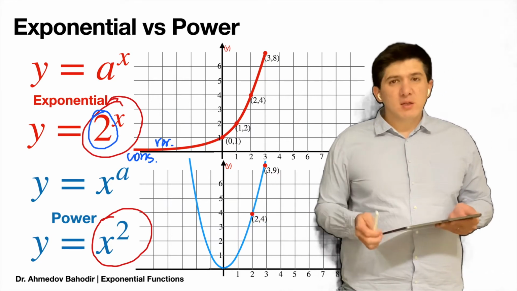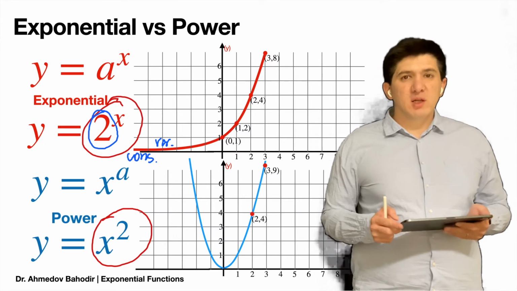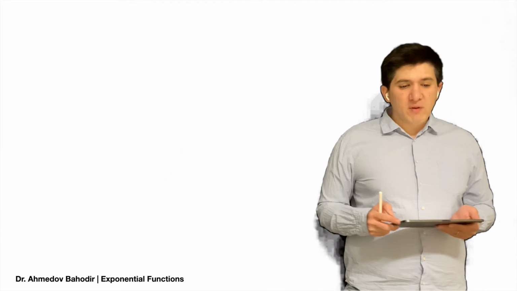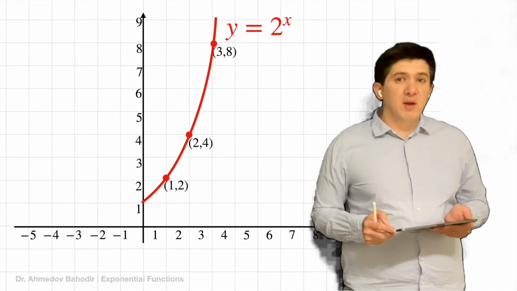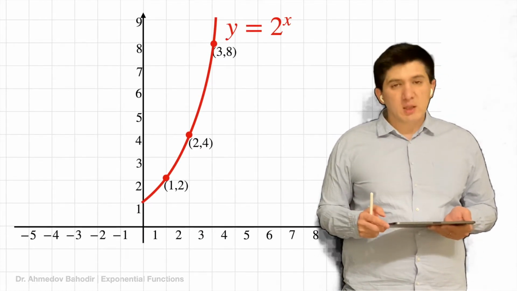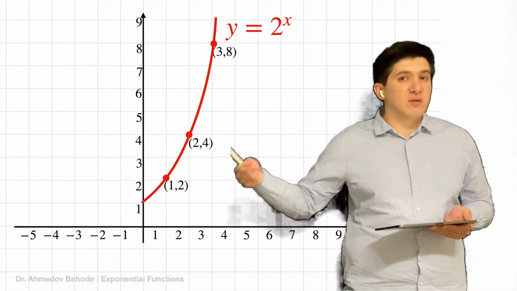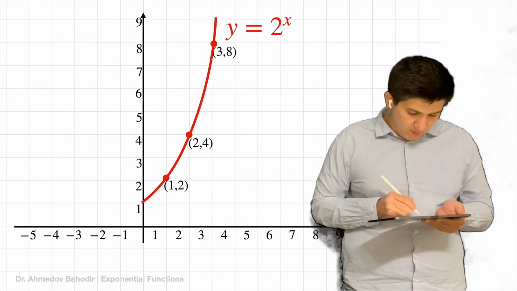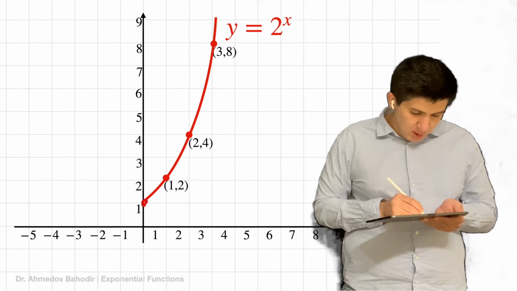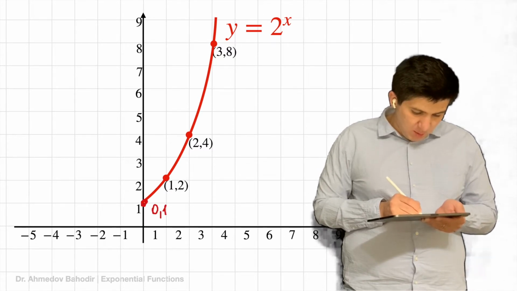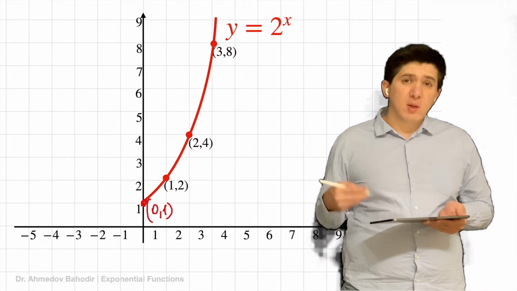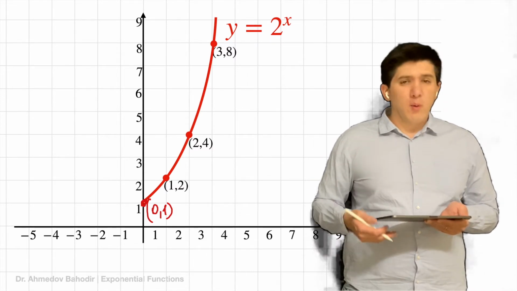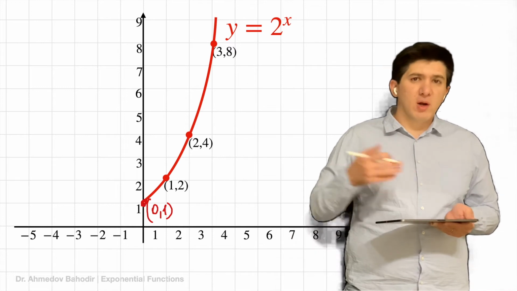Now let's look at the graph of the exponential functions in more detail. Here we've seen the exponential function before. We just drew 2 to the power of x for different values of x. When x is equal to 0, it's going to be equal to 1. So we've got this point, essentially 0 and 1. When x is equal to 1, the function value is going to be equal to 2. When x is equal to 2, it's equal to 4, and so on.